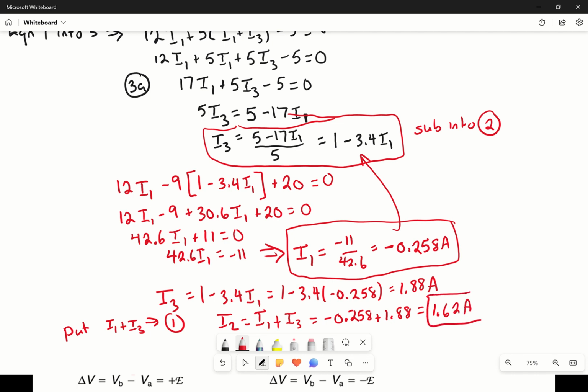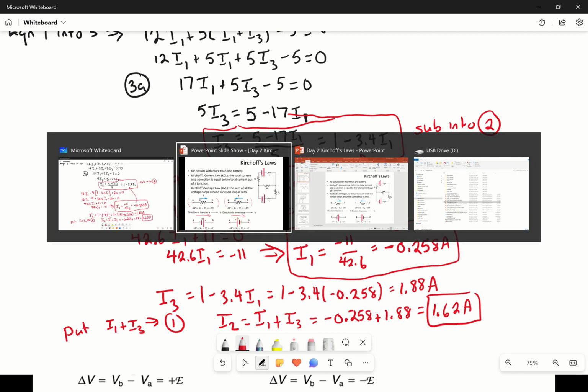Okay, so you're always going to get one equation from Kirchhoff's current law. You'll get as many equations as you need to solve for the number of currents from different loops with the Kirchhoff's voltage law, and then you have to do algebra to solve for the currents.